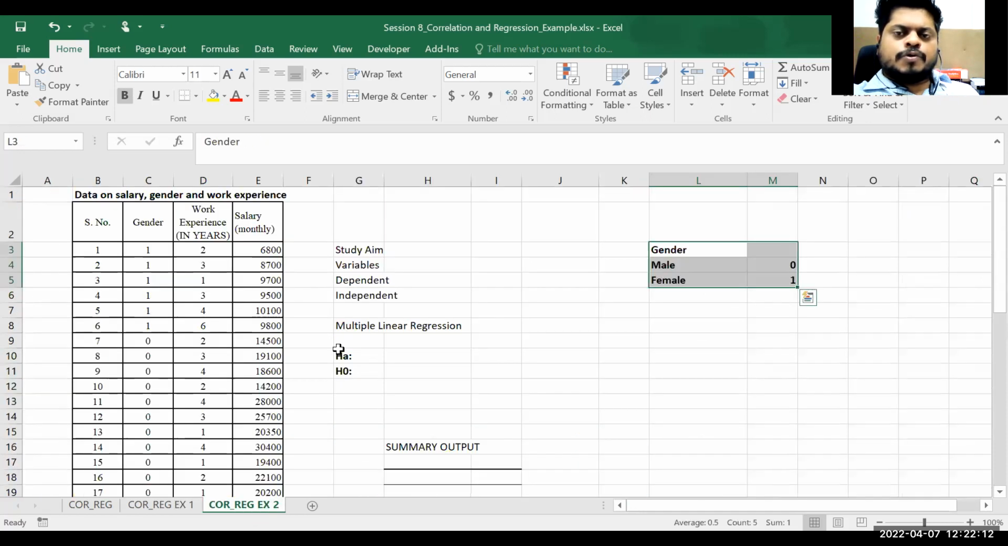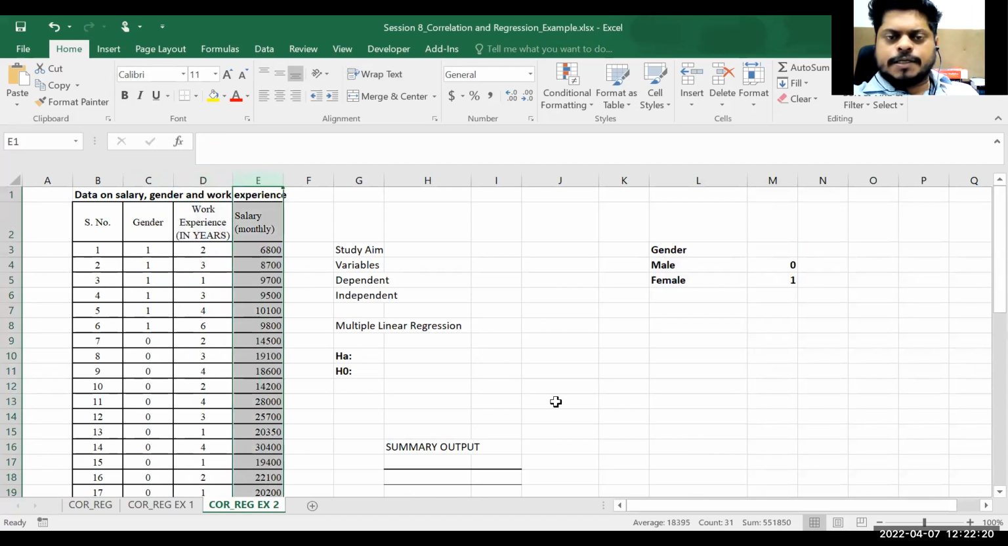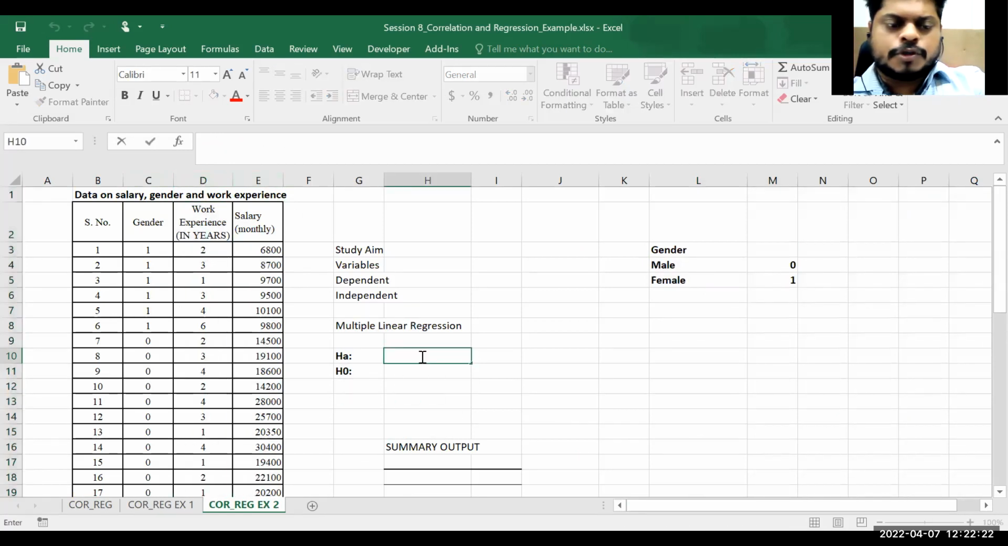Okay, so quickly we'll do the second exercise. The only change here is we have a categorical variable, gender, right? We have work experience. We want to predict salary. So my alternate hypothesis is that salary is dependent on gender. Yes, Anisa.